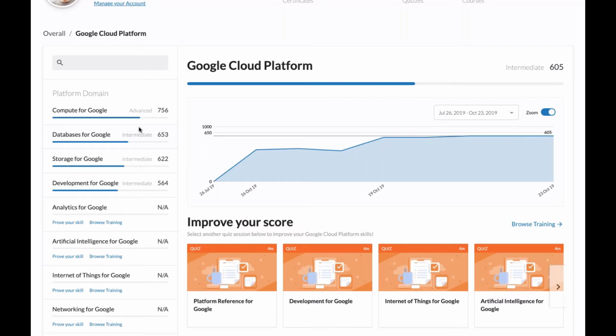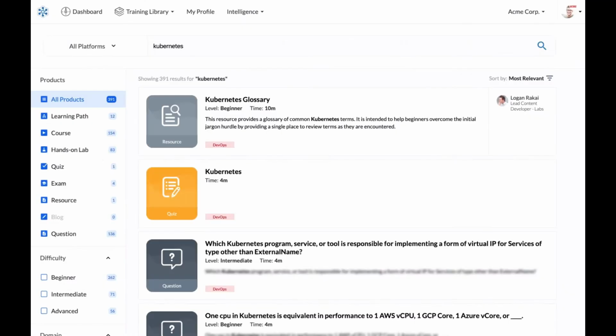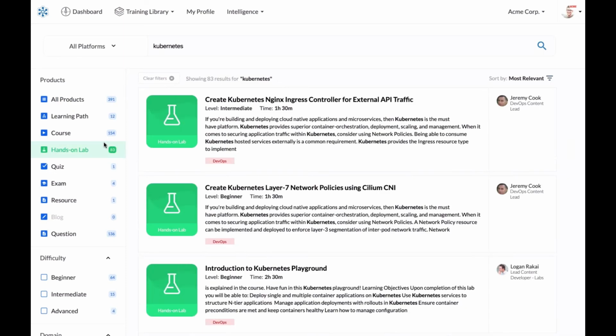But how can I improve my score? What are the ways we assess people? We assess students basically in 3 ways. Now I'm switching to the search page. Here I searched for Kubernetes on our platform. And so you can find learning paths and courses where you learn about Kubernetes. But you can also do hands-on labs.